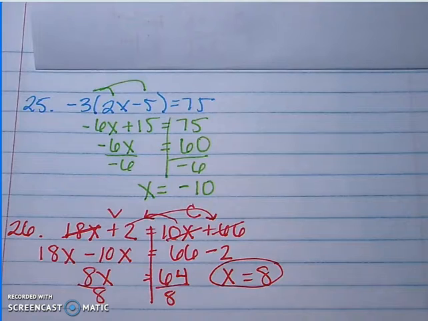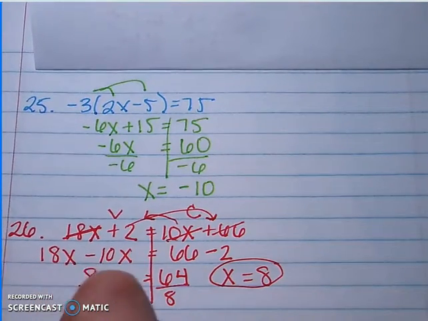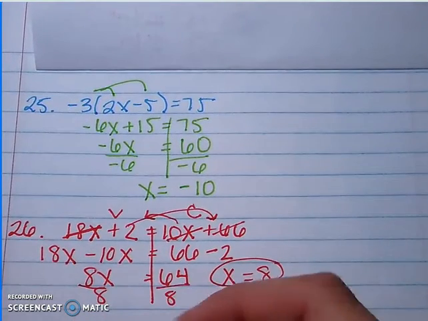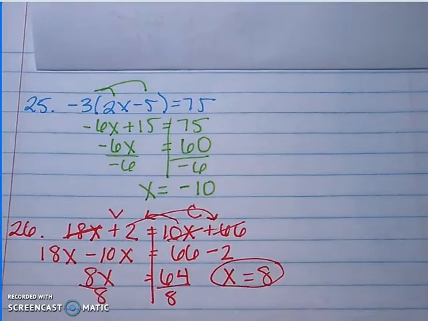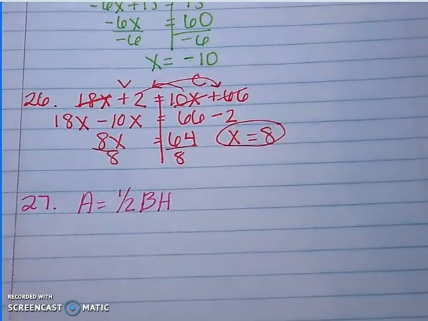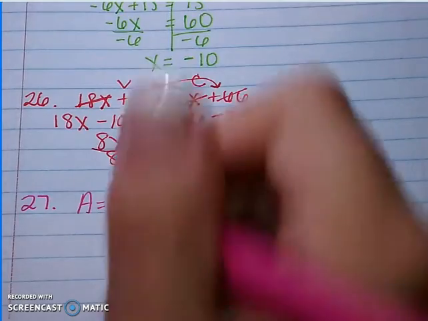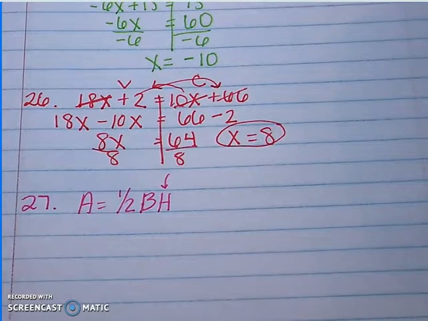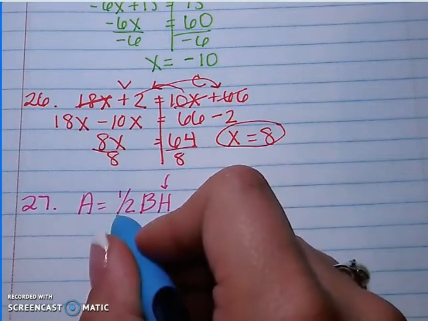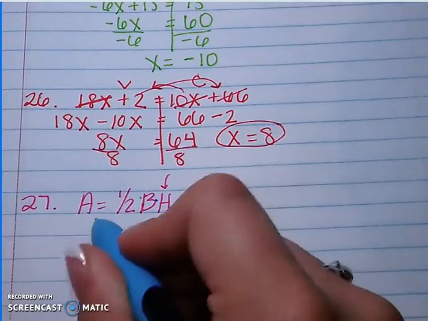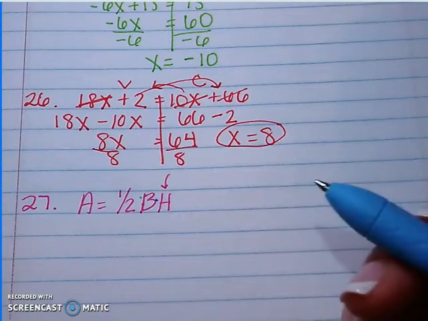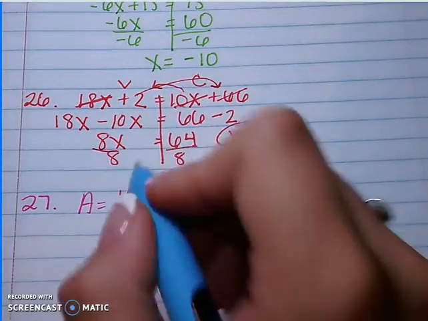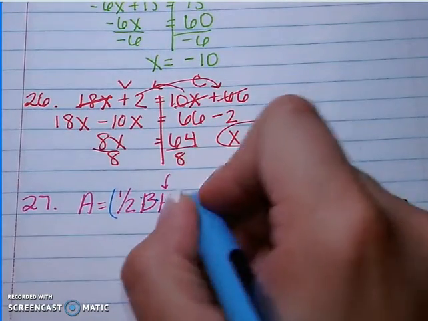Let's do 27 here as well. 27 is a literal equation. 1/2 base times height, the area of a triangle. Oh, you can't see that. And I'm asked to solve for h. That means I gotta get rid of this b and this 1/2. I'm gonna get rid of the 1/2 first. Technically, these 3 things are being multiplied. So I'm going to divide everything by 1/2, which is the same thing as multiplying by 2. So I'm going to take the whole thing and multiply by 2 to get rid of this 1/2.